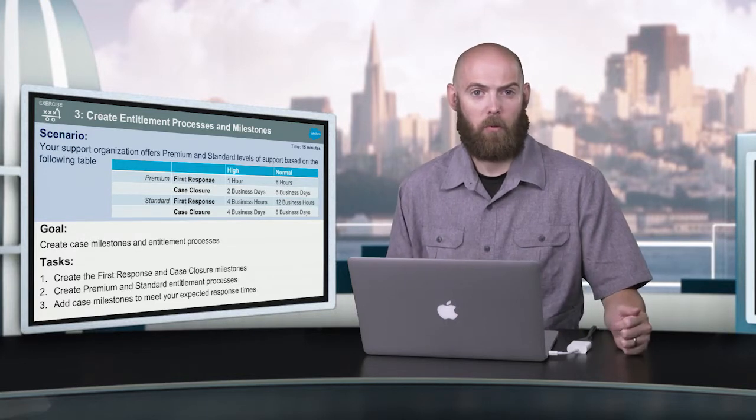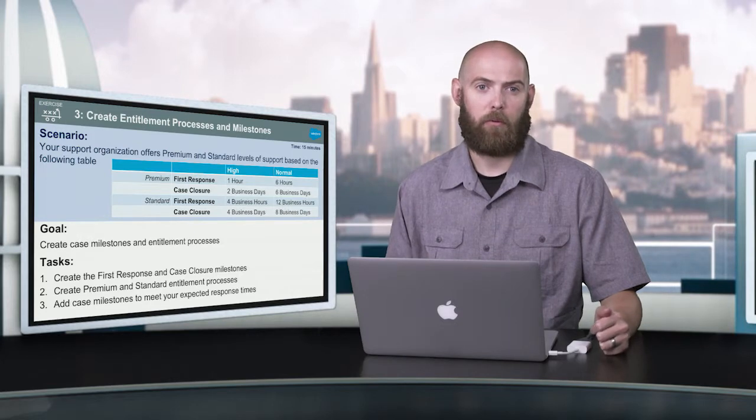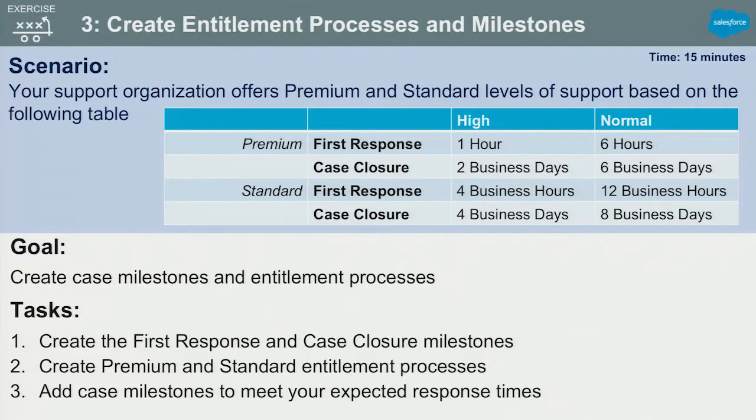So for our next scenario, your support organization offers both premium and standard levels of support based on the following table. Our first response for our premium support gets an hour for high priority cases and 6 hours for normal priority. We have 2 business days to close the case for high, and 6 business days for normal. And then for standard, we have 4 business hours for first response for high, 4 business days for case closure, and then 12 business hours for normal and 8 business days to close the case.